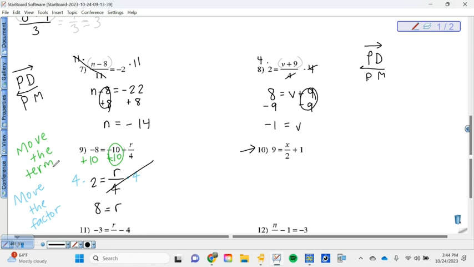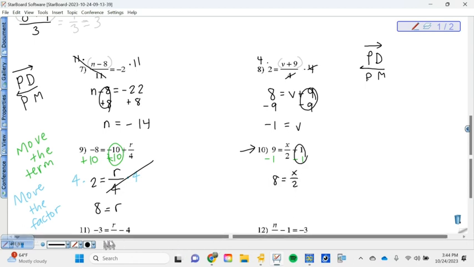So first I move my term. What is the term that I need to move? Yeah, the 1. How do I get rid of that 1? Yeah, I have to subtract 1 from both sides. That's 9 minus 1, 8. So I've got 8 equals x over 2.